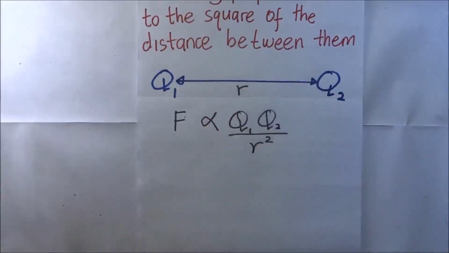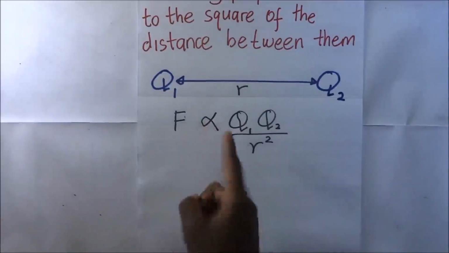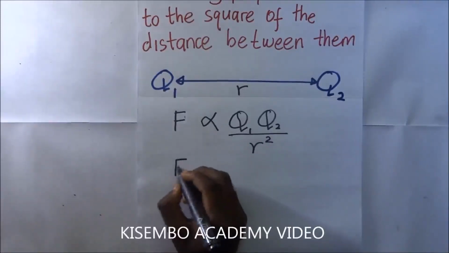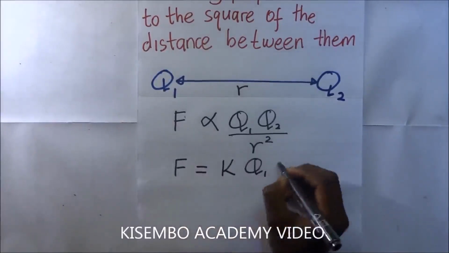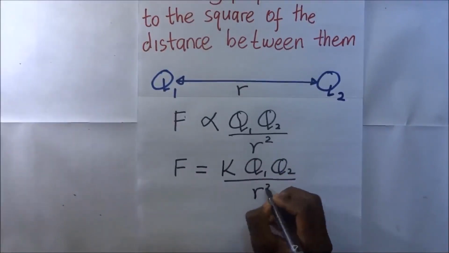So for us to remove this proportionality sign, we are supposed to introduce a constant of proportionality, which we shall call K, and in this case it will become F is equal to K times Q1 Q2 over R squared.